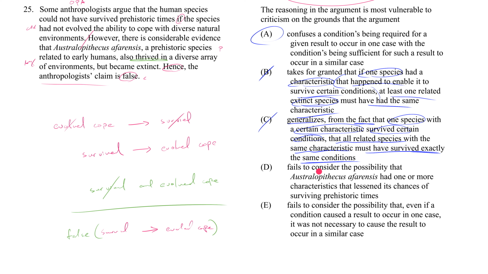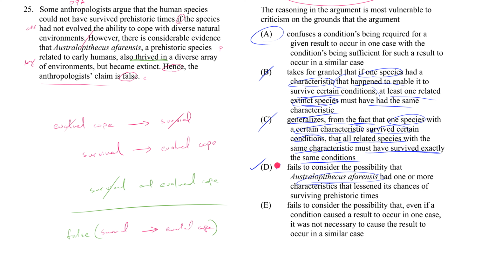D, I think, is really, really attractive. D says the argument fails to consider the possibility that afarensis had one or more characteristics that lessen its chances of surviving prehistoric times. I think it's true. The argument did in fact fail to consider the possibility that, we know they didn't survive. We know they evolved to be able to cope with diverse natural environments. Truly, the argument does not consider what other characteristics lessen its chances of survival.